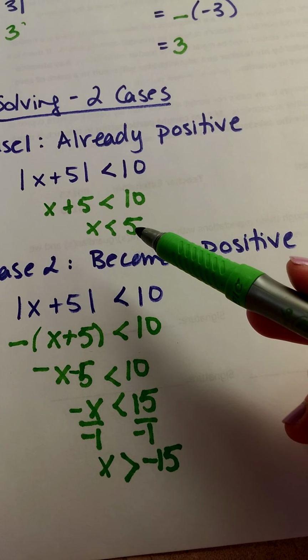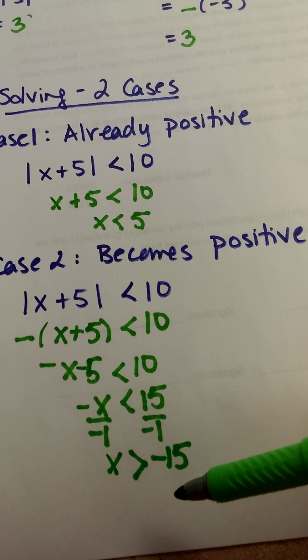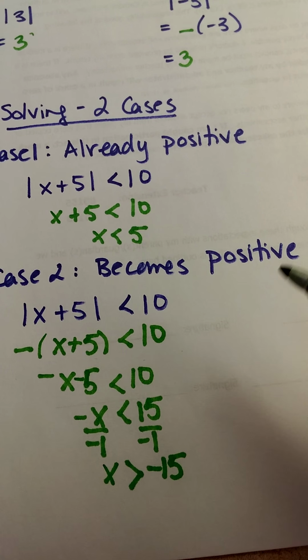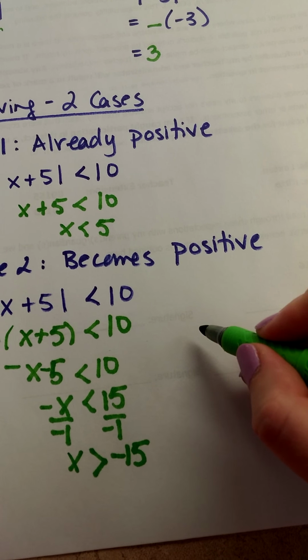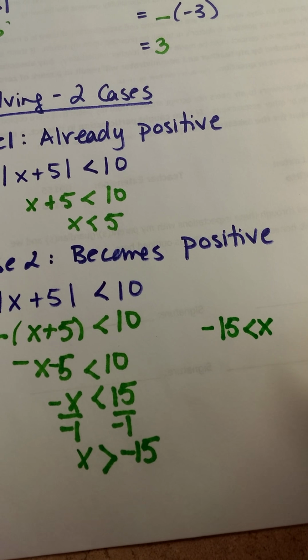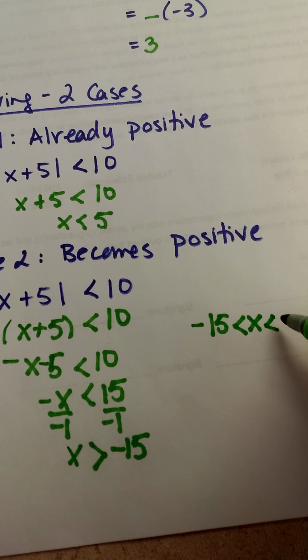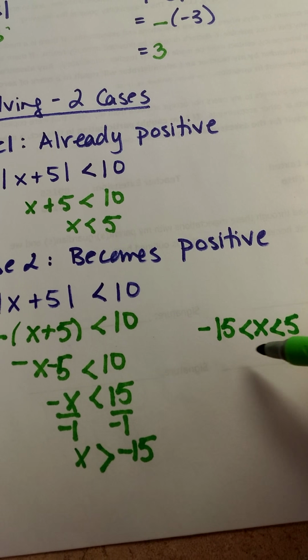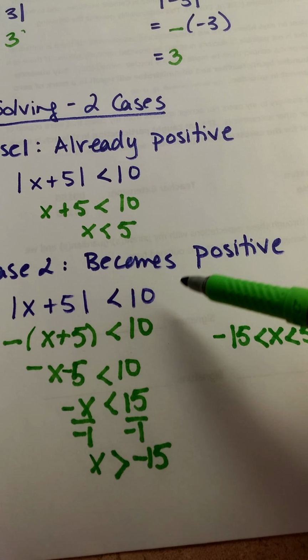So what that means is both of these solutions have to be true when solving this case. So I write them both, that not only does x have to be greater than negative 15, but it also has to be less than 5. So I have a window of values that will make this expression true.